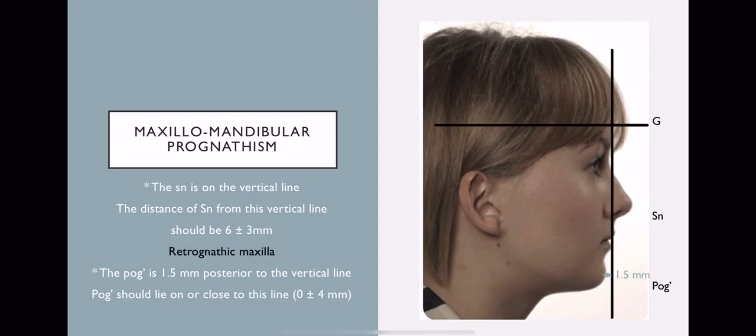The maxillomandibular prognathism, the SN point is touching the vertical line which is drawn from the glabella, whereas the pogonion is 1.5 mm from the vertical line, so it indicates retrognathic maxilla and orthognathic mandible.